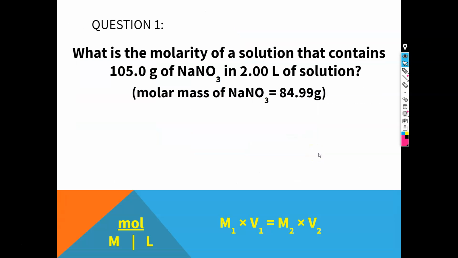Okay, so for your work for this topic, you are going to be completing several questions in the Edpuzzle format. If you are unable to complete these several questions in the Edpuzzle format, then you can complete them on paper and submit them on paper. So you'll notice question 1, what is the molarity of a solution that contains 105.0 grams of sodium nitrate? So I'll let you do that one next.